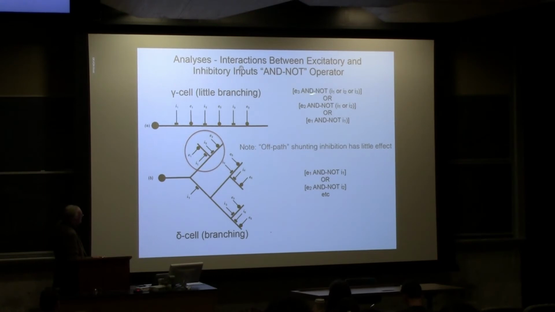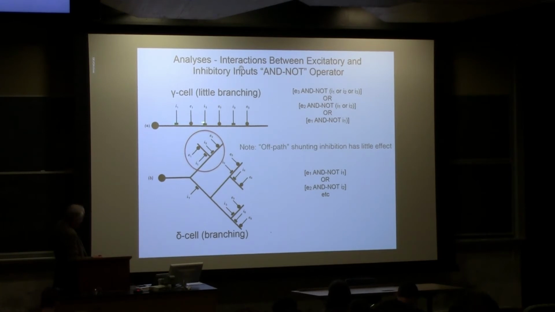First of all, E3 and not I1 or I2 or I3. That means that E3 affects what happens at the soma, affects neural firing if it's on and I1, I2, and I3, the inhibitory inputs, are not on. So that's part of the logical operation implemented by this pattern of inputs. Or it could be that E2 is on and I1 and I2 are not.